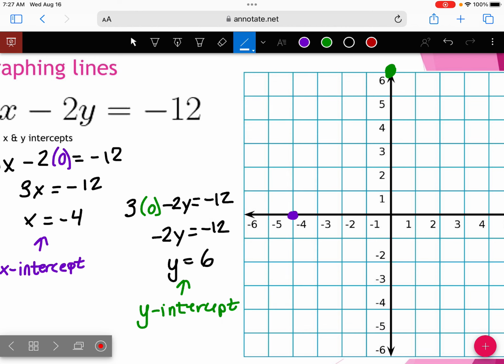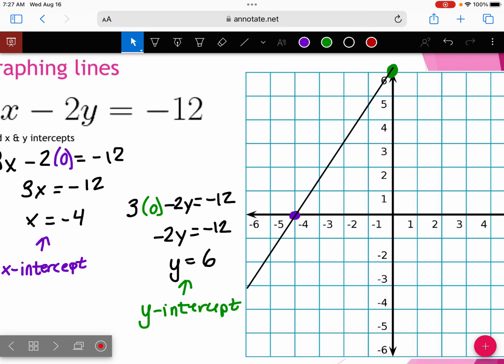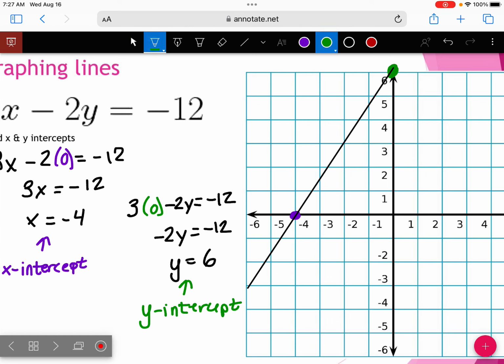Let's see. Oh, I found a tool that'll let me do lines a little bit. So your line should look like that. This table is so squeaky.